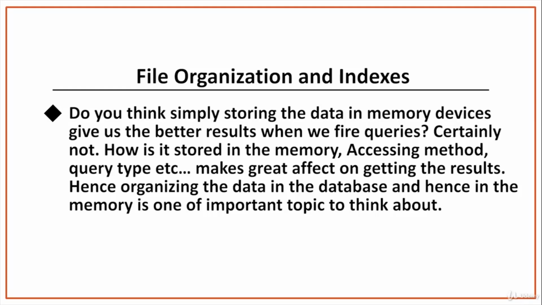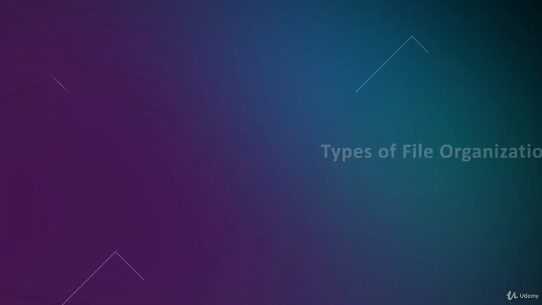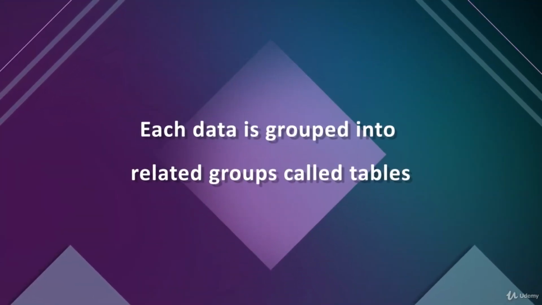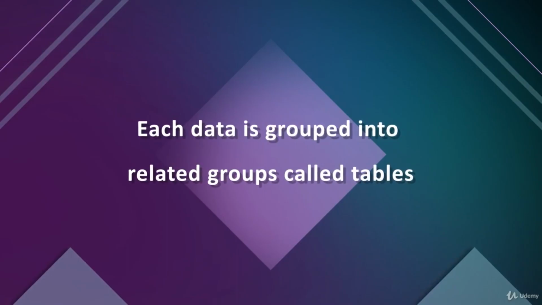Hence, organizing the data in the database, and hence in the memory, is one of the important topics to think about. Let's talk about the types of file organization. In a database, we have lots of data. Each data is grouped into related groups called tables. Each table will have lots of related records. Any user will see these records in the form of tables on the screen. But these records are stored as files in the memory. Usually, one file will contain all the records of a table.